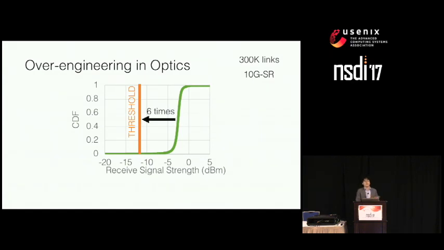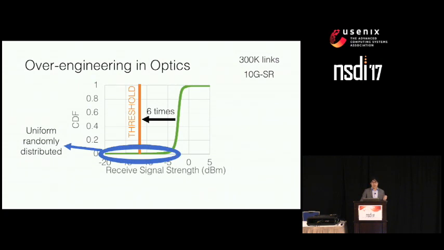In fact, the median signal strength is 6 times more than what is required. So if we look at the tail of those links with very low received signal strength, we found them to be uniform randomly distributed. This means whatever is affecting the signal strength, such as dirt on optical connectors or fiber breakage, these kinds of events happen with a uniform probability on all the links.